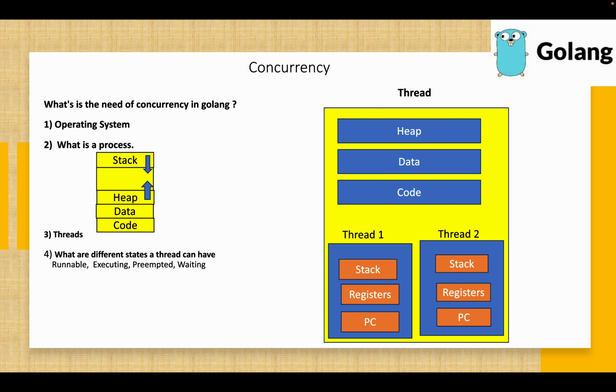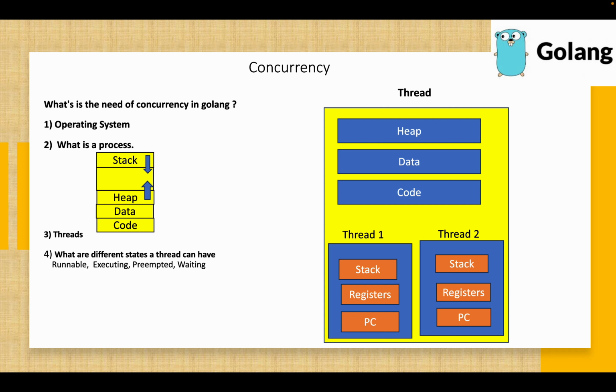The job of the operating system is to give a fair chance to all the processes to run. Most of the time it gives equal opportunity to all the processes, and there are times when a higher priority task can take precedence. The idea of concurrency starts with processes and threads. When it comes to Go, we shall see how Go implements concurrency.